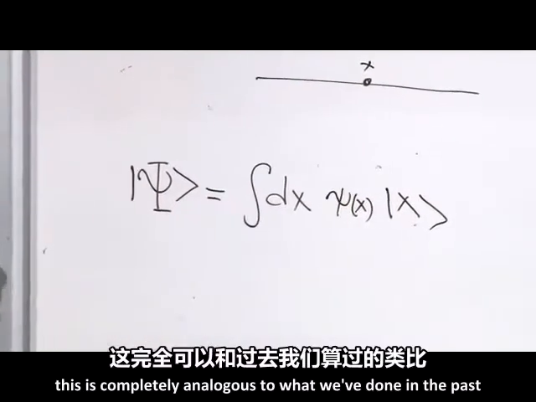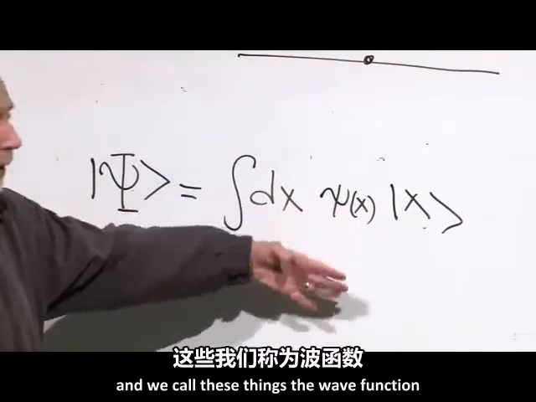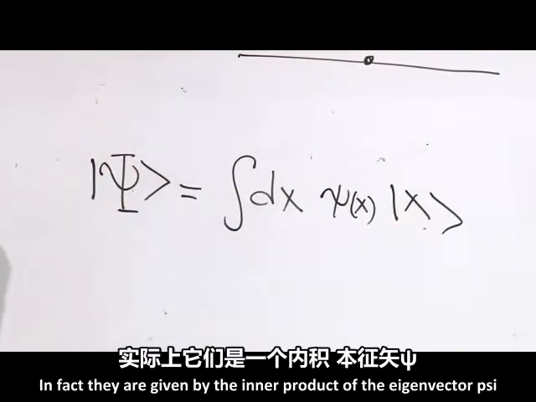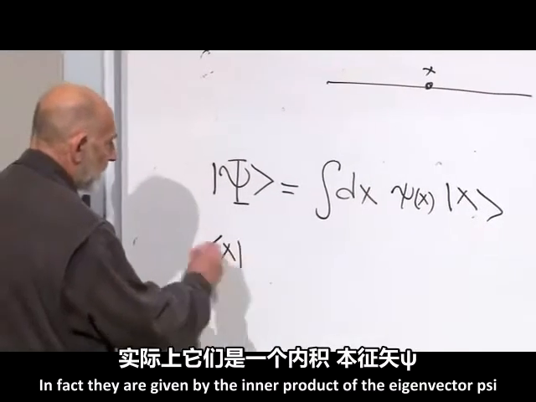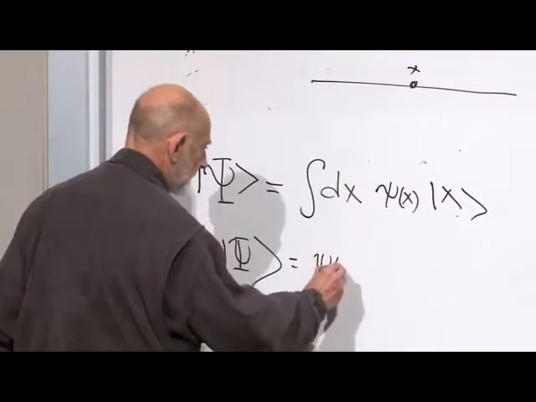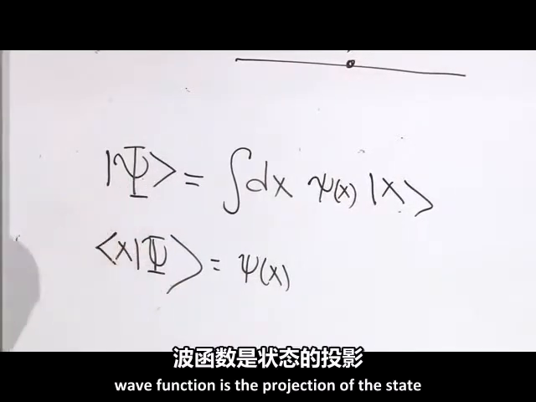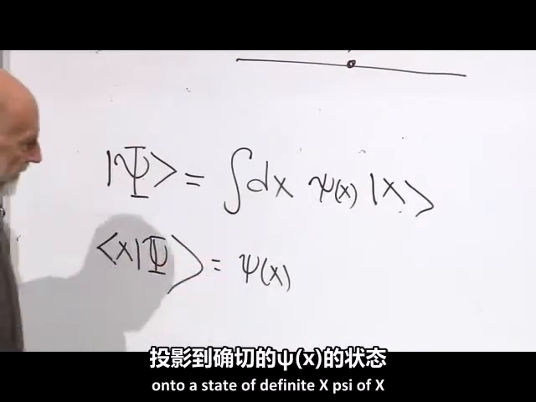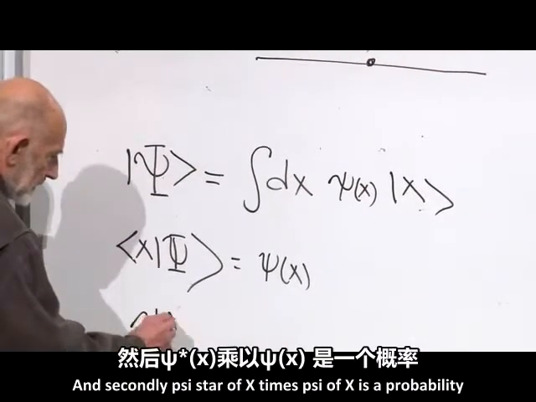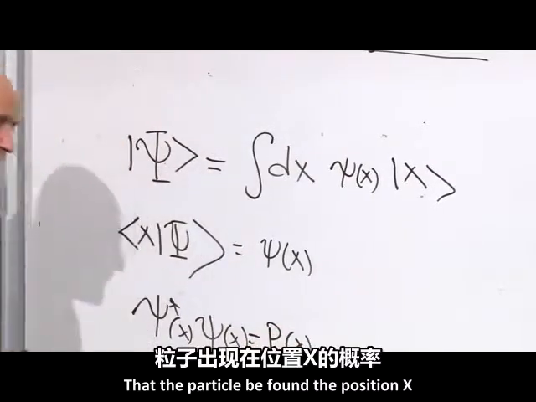This is completely analogous to what we've done in the past, where we've taken an arbitrary vector and expanded it in terms of eigenvectors of something. And these are the coefficients here, and we call these things the wave function. And in fact, they are given by the inner product of the eigenvector x with the state psi, that is psi of x. This is fully analogous to what we studied in simpler systems. Wave function is the projection of the state onto a state of definite x, that's psi of x, and secondly, psi star of x times psi of x is the probability that the particle be found at position x.